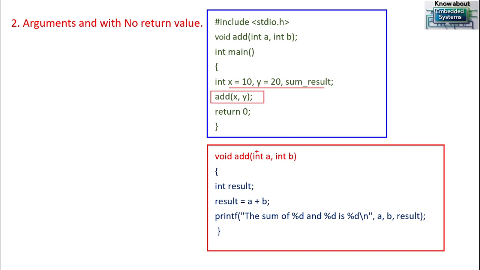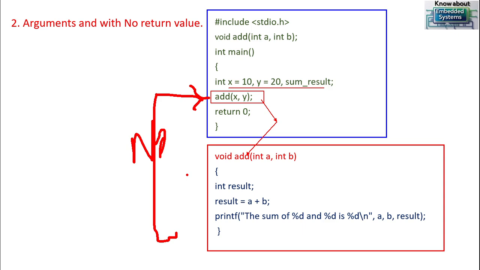When I call add(x, y), your compiler will jump to void add. It will take two parameters, integer a and integer b, from the main code, and it will perform some addition here and print it. That's it. There will be no return value to the main program. There is nothing to return. So this type of function is called arguments with no return value. I'll not receive anything, but I'll pass it. This is called the second type.